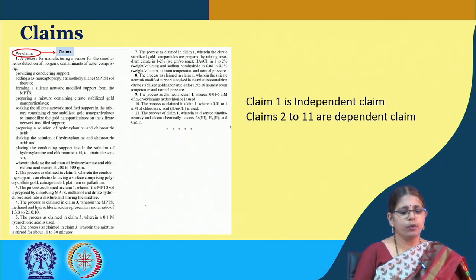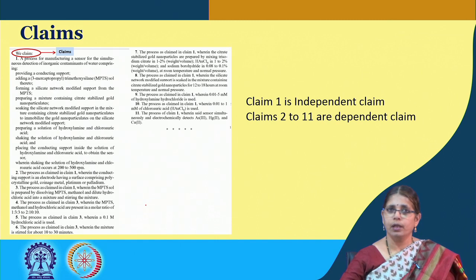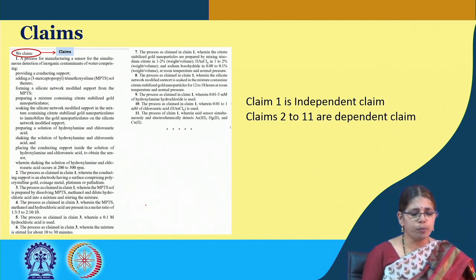So, when it comes to a patent document, for instance, we are looking at this particular patent document in which this section starts with "we claim." So, that is the beginning of the claims section of this particular patent. And if you can see, the first claim is a process for manufacturing of a sensor. This is the subject matter.